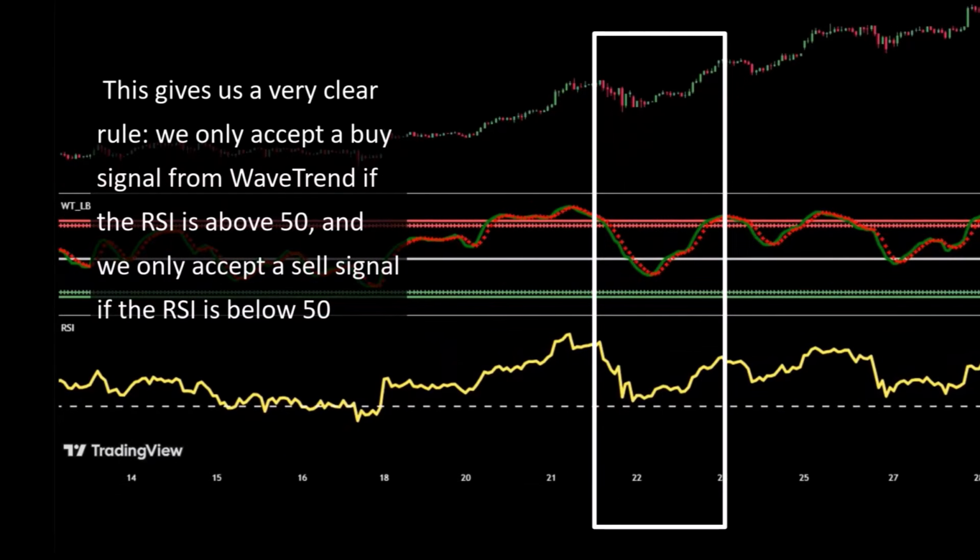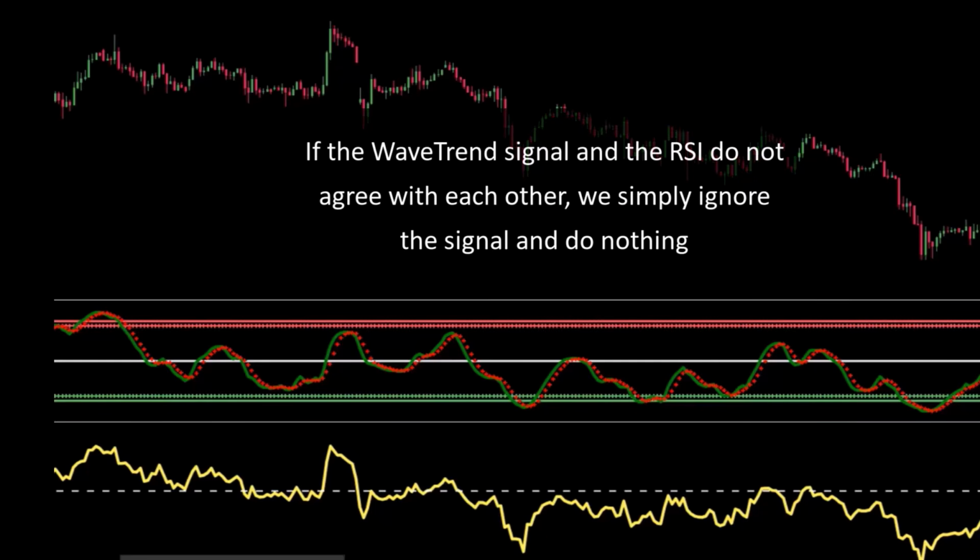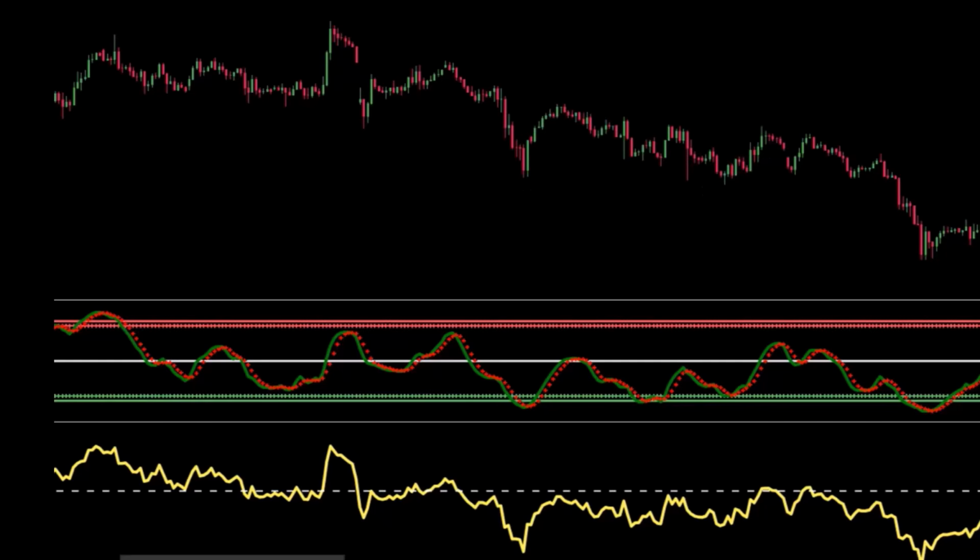This gives us a very clear rule. We only accept a buy signal from WaveTrend if the RSI is above 50, and we only accept a sell signal if the RSI is below 50. If the WaveTrend signal and the RSI don't agree with each other, we simply ignore the signal and do nothing. Remember, it's always better to skip a trade than to take a bad one. Let's look at the charts to see how this works.